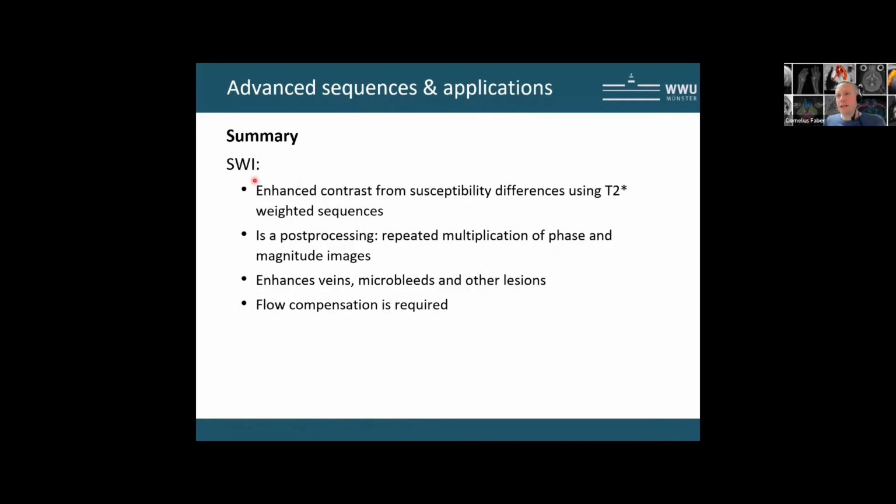So if you want to do SWI, remember, SWI enhances contrast from susceptibility difference. It can be done with any T2 star weighted sequence. It's a post-processing which uses repeated multiplication of the phase image onto the magnitude image. It enhances contrast from veins, microbleeds, and other lesions, mostly iron-containing lesions. And very important, you need to do flow compensation.